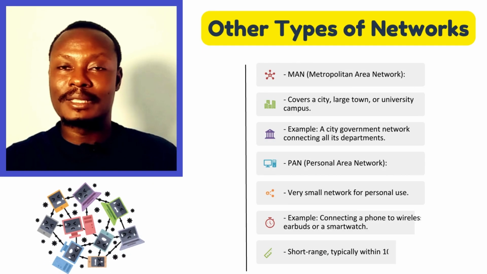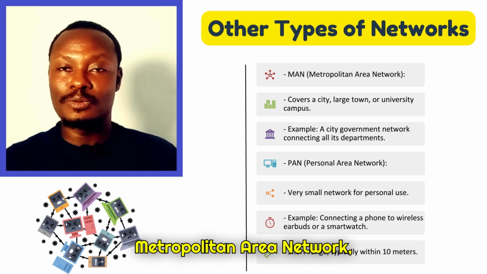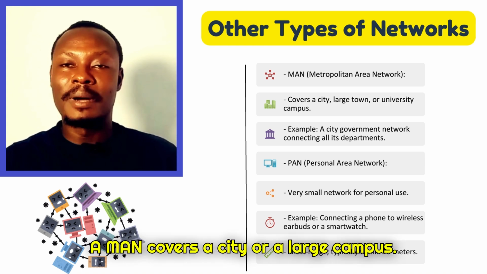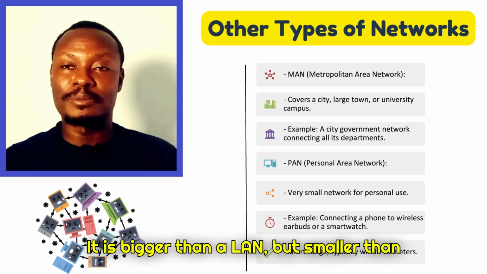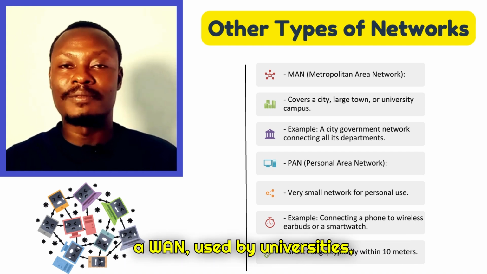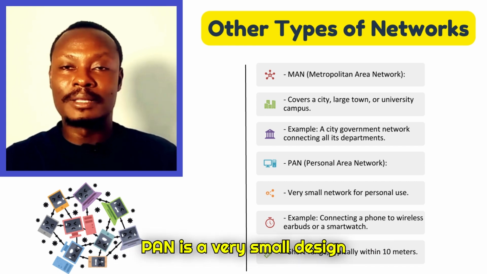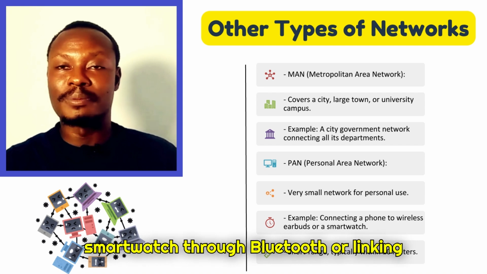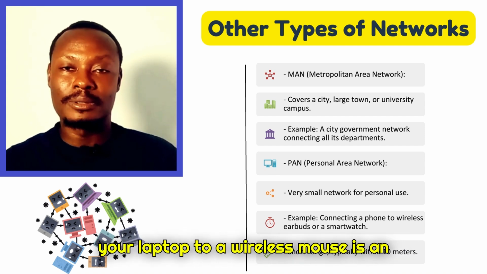Now let's not forget the other two types. That is MAN, the Metropolitan Area Network, and PAN, the Personal Area Network. A MAN covers a city or large campus. It is bigger than a LAN but smaller than a WAN, used by universities, companies, or local governments. A PAN is a very small network designed for just one person. For example, connecting your smartphone to your smartwatch through Bluetooth or linking your laptop to a wireless mouse is an example of a PAN.